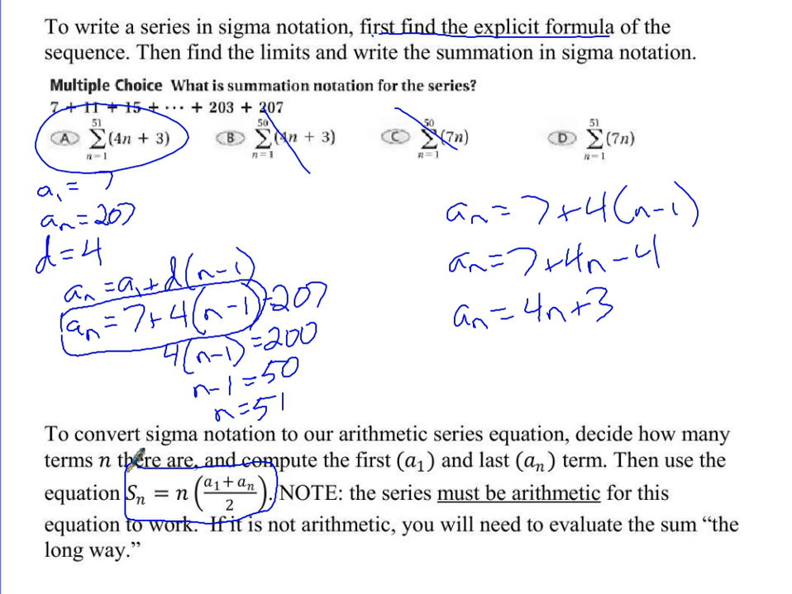We have not learned how to take care of a geometric series yet. That's the next section. You have to have an arithmetic series for this stuff to work. If it's not an arithmetic series, it doesn't work. You will need to evaluate the sum the long way. So I can give you a summation like this, but it's not actually arithmetic. You'll have to do it the long way. How would I know, just by looking at this or at this, if it's actually an arithmetic sequence?